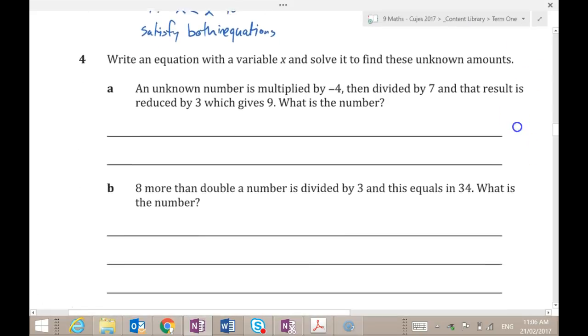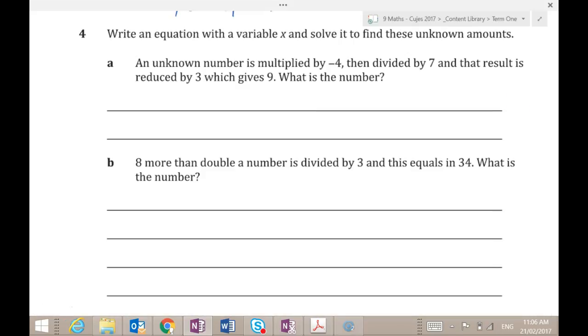Now this is good practice, the next part. Writing equations with a variable and then solving to find the unknown amounts. So an unknown number, I'm going to call it n for number because I'm very creative like that, is multiplied by -4 and then divided by 7. That result is reduced by 3, which gives 9. Okay, let's see if we can do this.